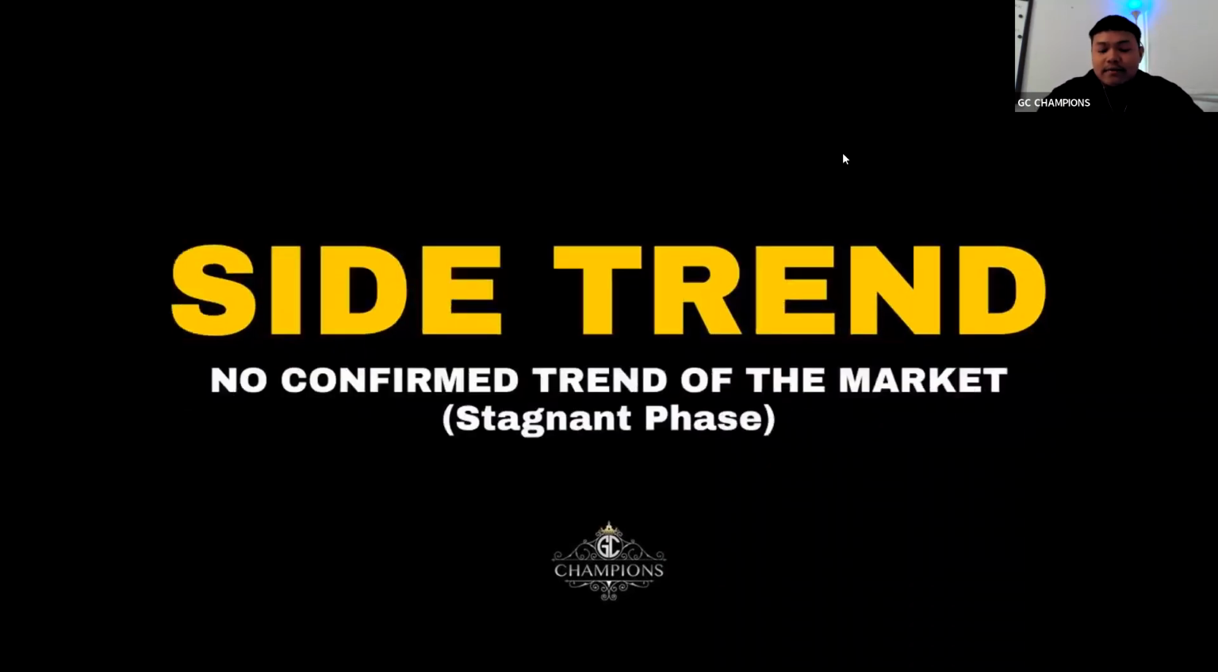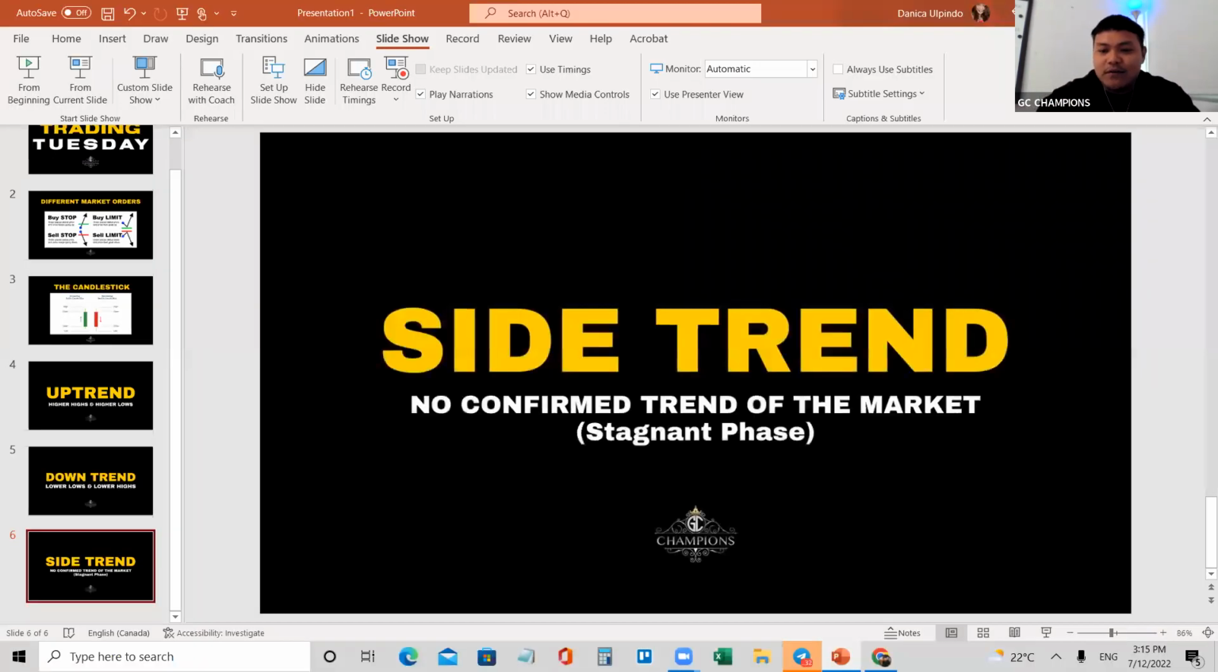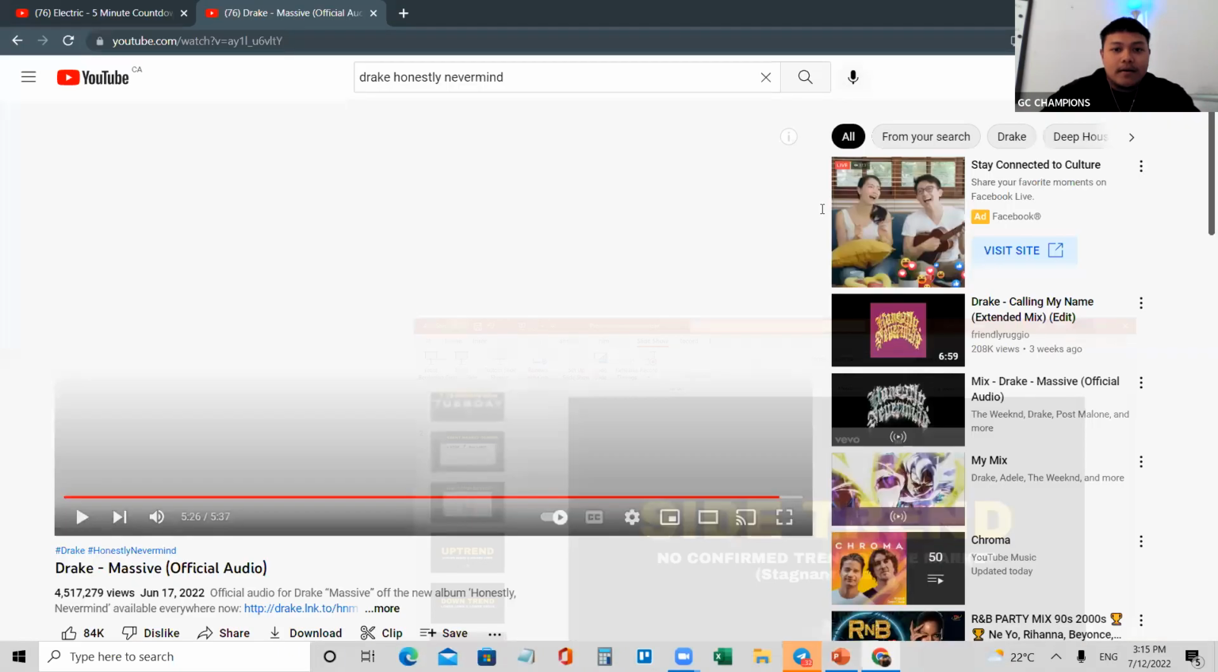And then the side trend, which I call the stagnant phase because you don't know where the market is moving. It's just floating around. There's no confirmation if it's going to go up or down. That's what I call a side trend. That's pretty much it for the little presentation, the little visual. I'm going to go on to TradingView to show you what I was talking about so you can understand it much more clearly.